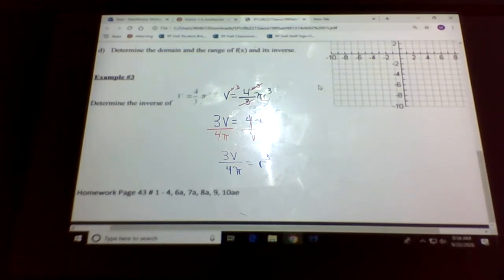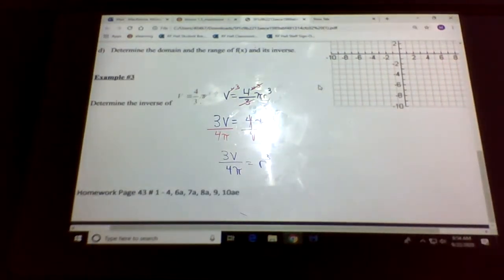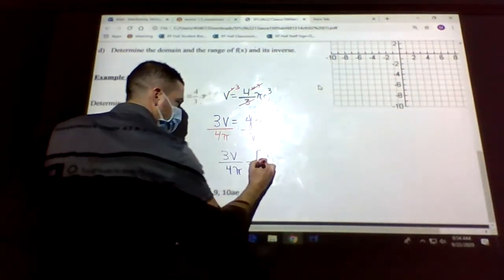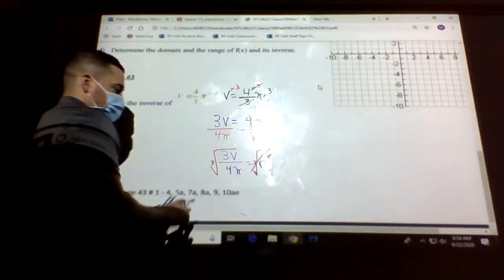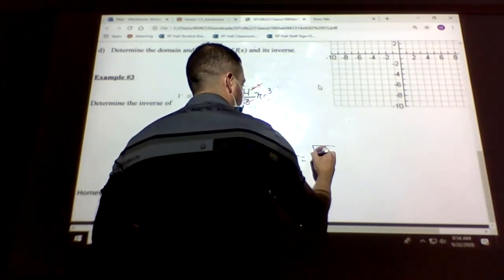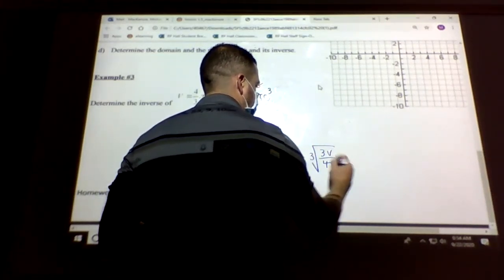And now our very last step, we want to get rid of the cube. The opposite operation of cubing is your cube root. So we cube root to cancel out. So we have r equals the cube root of 3v divided by 4 pi.